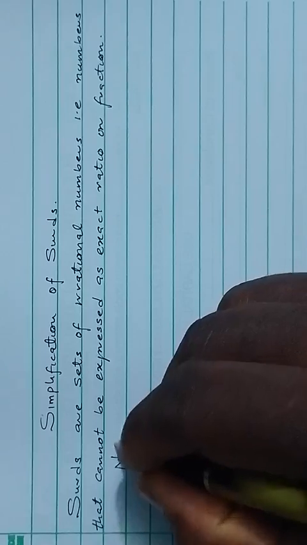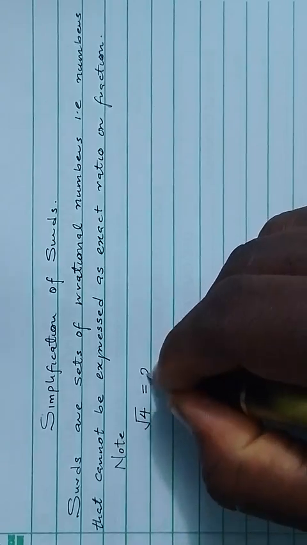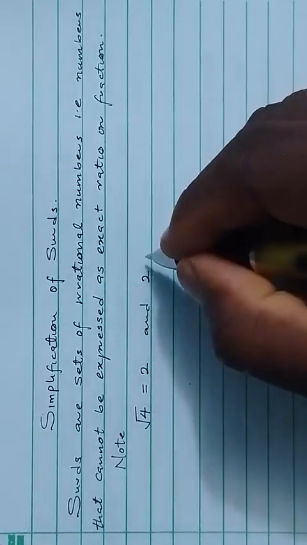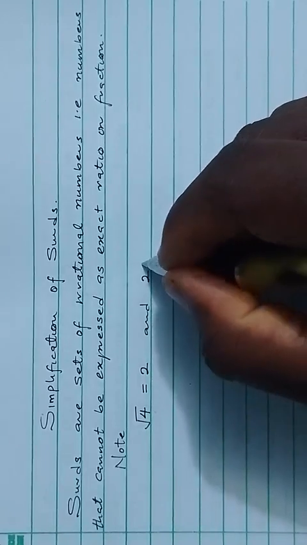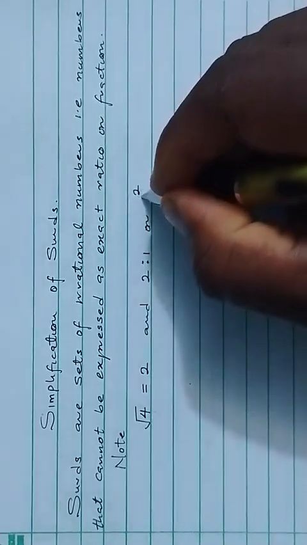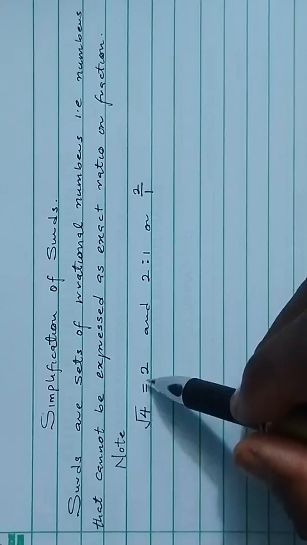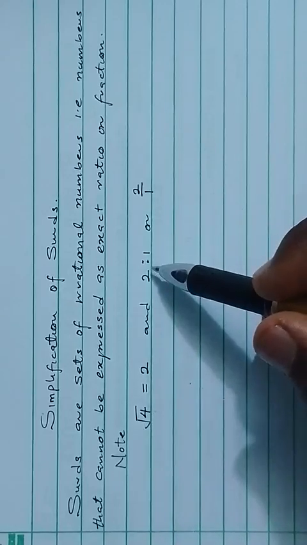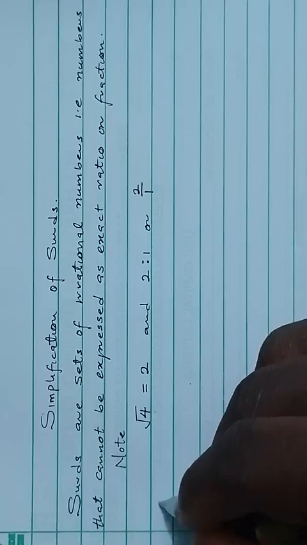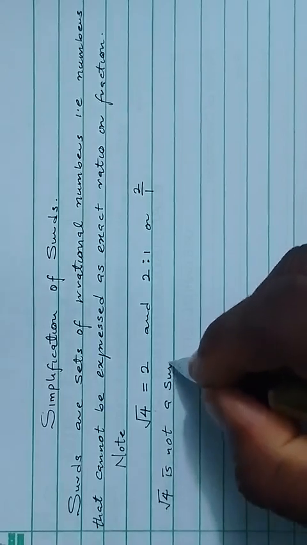Note, root 4 is the same as 2. And 2 can be written as 2 to 1 or 2 all over 1. Because root 4, which is 2, can be expressed as an exact ratio or exact fraction, root 4 is not a surd.